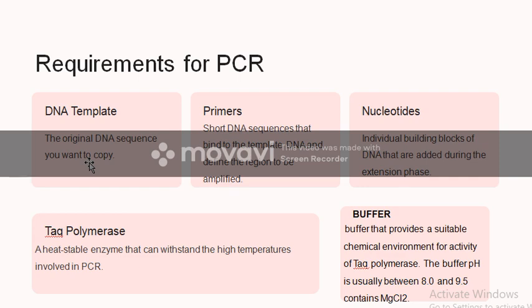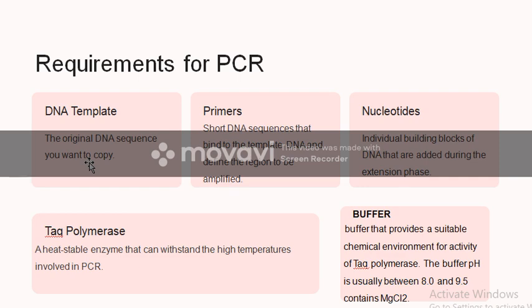So why Taq polymerase? It is heat stable, simply because it is able to work at higher temperatures, which is not possible with DNA polymerase 3, because DNA polymerase 3 is a heat sensitive enzyme, whereas Taq polymerase is a heat stable enzyme, and that is why we use it. We use a buffer of about pH 8.0 to 9.5, and at this pH our Taq polymerase is able to work efficiently. And we have magnesium chloride.